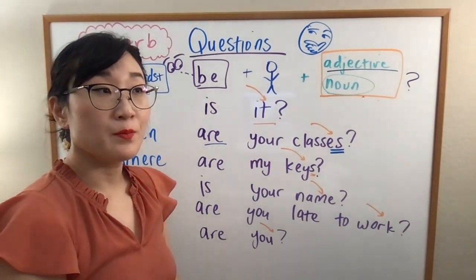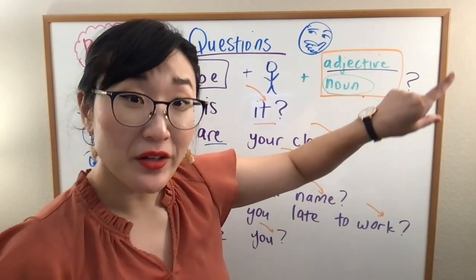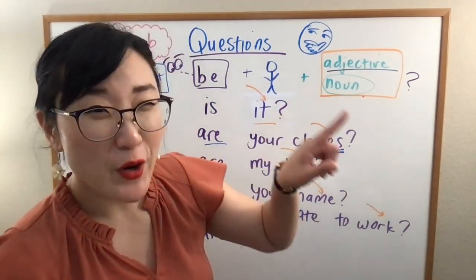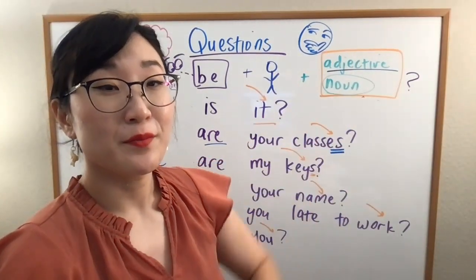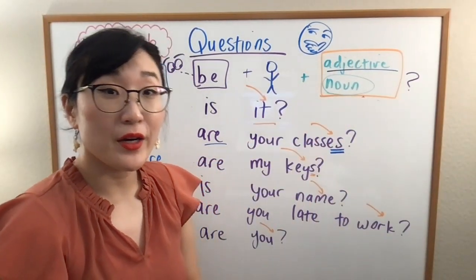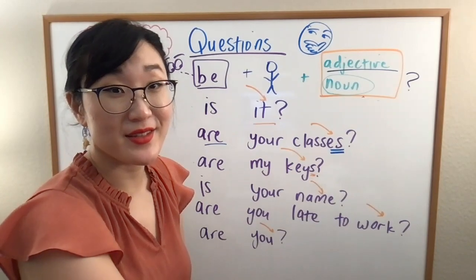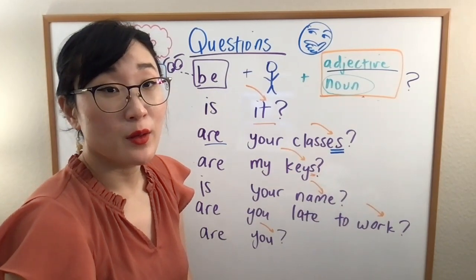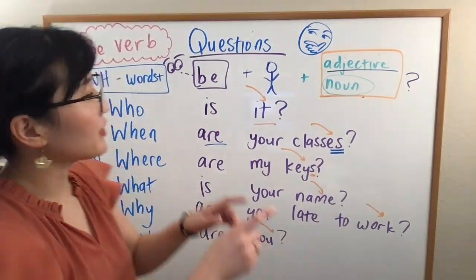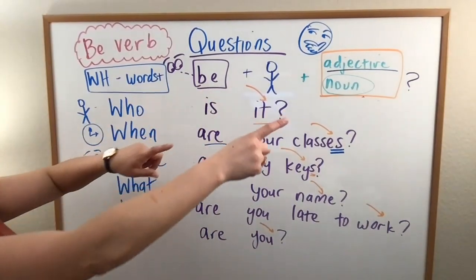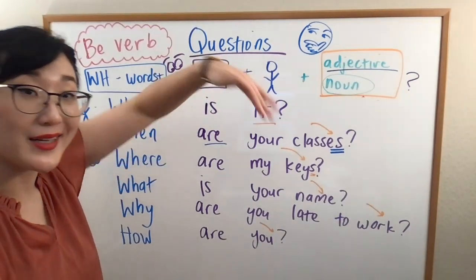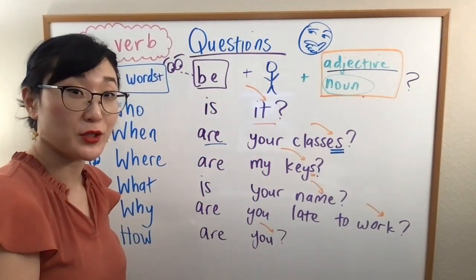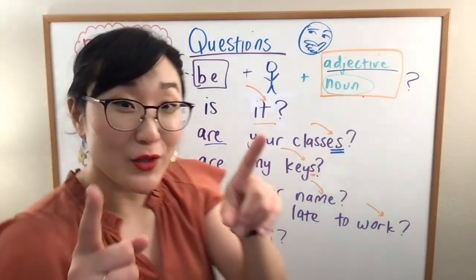For example, is she your teacher? Is her name Caroline? You're going to go up. Where are your classes? Down. So we need to pay attention to this order. We need to be very careful about going up for yes or no and down for more information questions. Are you okay?